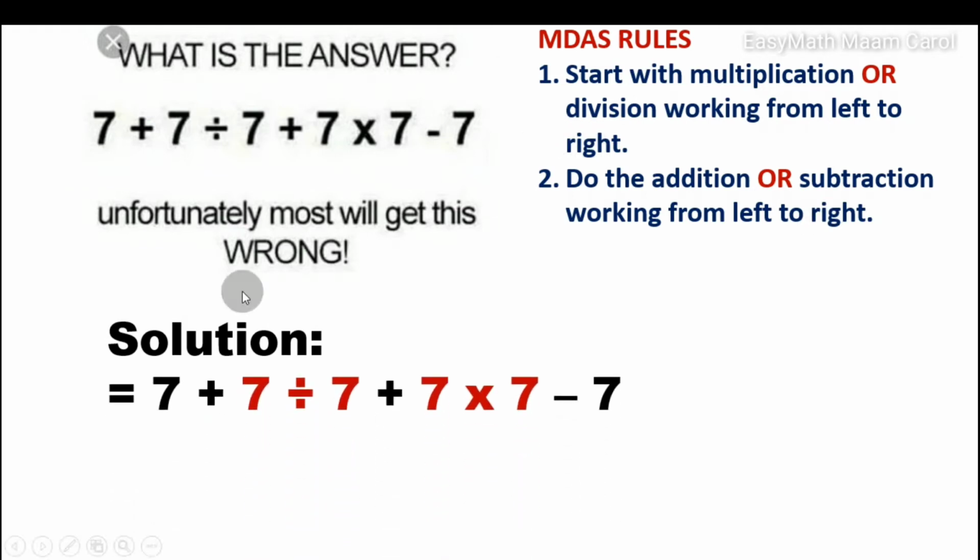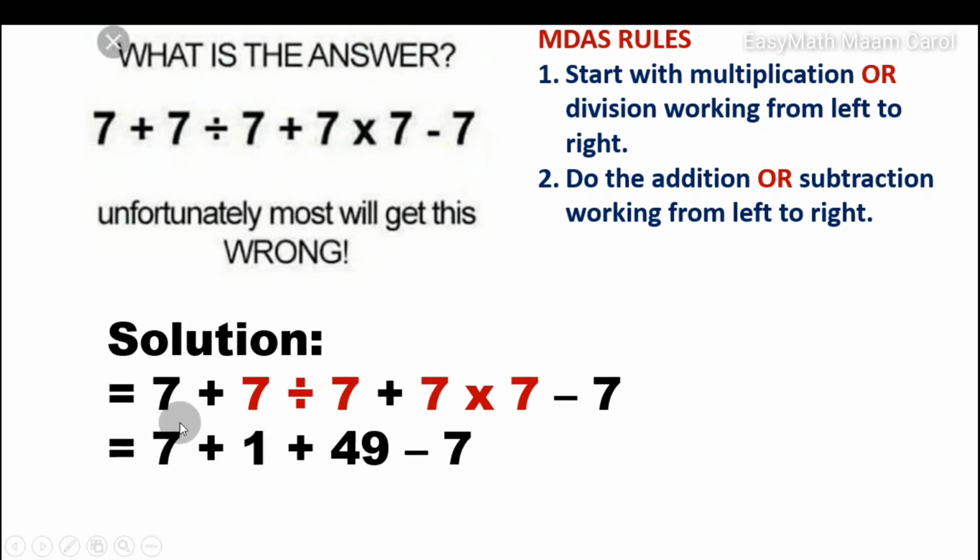So here, dito sa line na to, nilagyan ko ng red yung magkaparehong priority. So sabi natin dito sa MDAS, multiplication or division. So naka-red na yung 7 divided by 7 at saka yung 7 times 7. Now, sabi dito, we have to work from left to right. So, simula dito, papunta sa kanan. So, ano yung uunahin natin? Uunahin muna natin yung 7 divided by 7. At tapos yung 7 times 7.